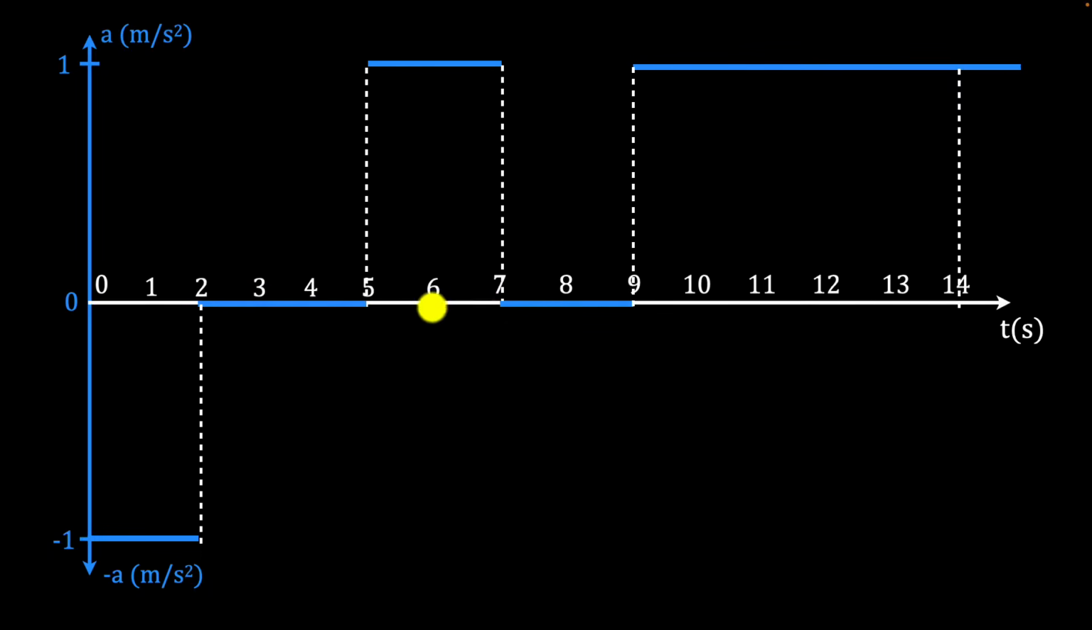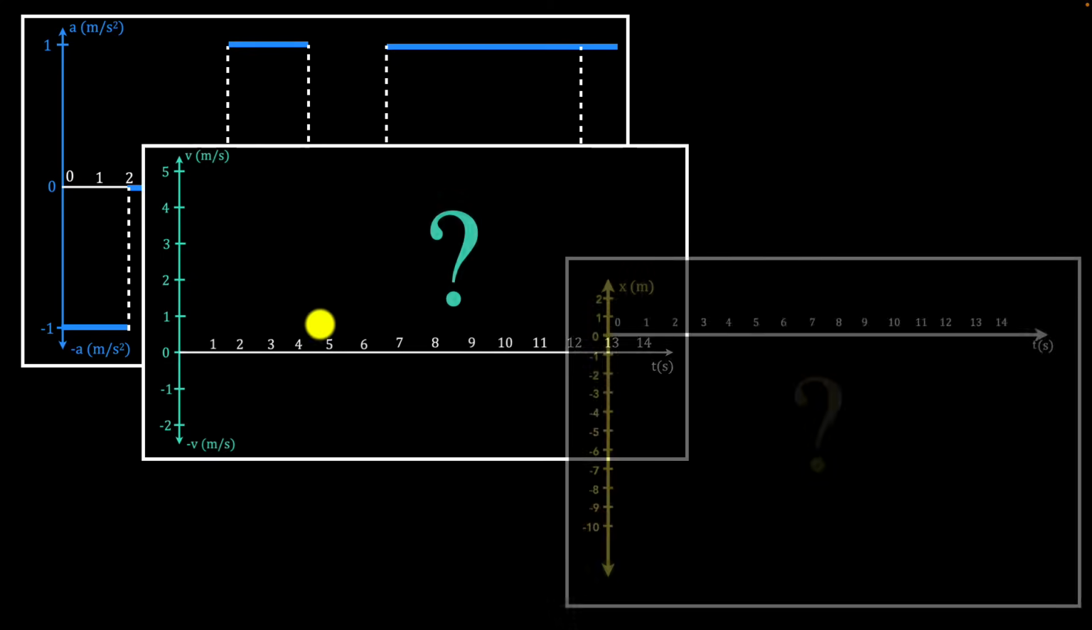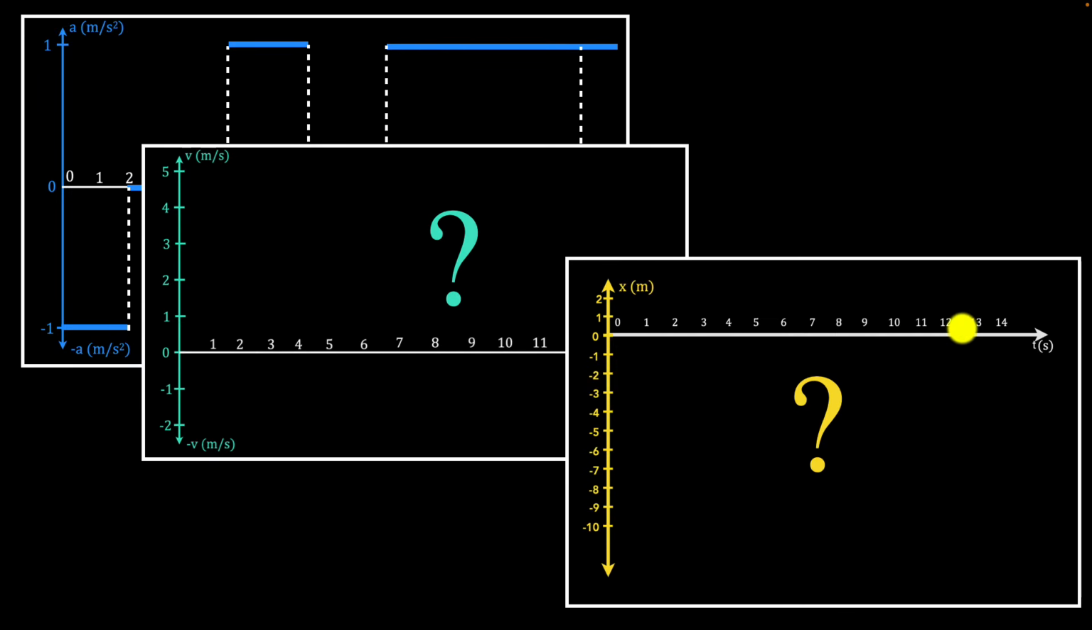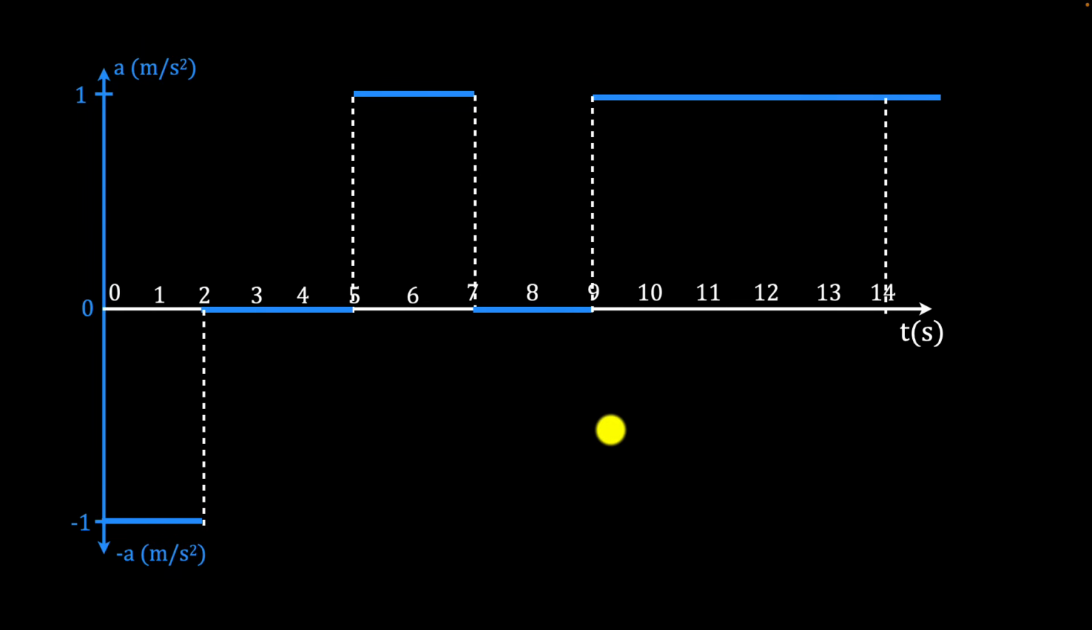If we are given an acceleration time graph, how can we use that to plot the velocity time and the position time graph? That's what we want to explore in this video, so let's begin. Okay, so where do we start?